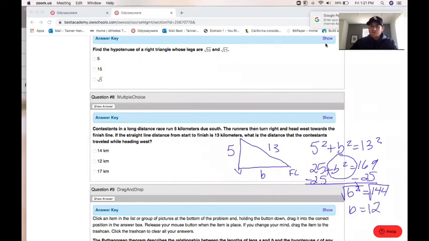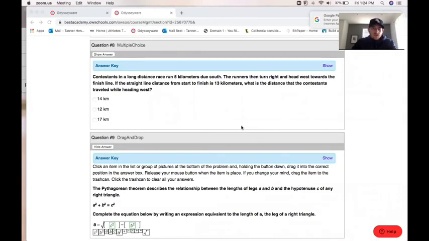Good there. All right, this last one here says complete the equation below by writing an expression equivalent to length of A, the leg of the right triangle. So all we're doing, there's an answer right there already for some reason. But if we're trying to solve for A right here, we have to get A by itself. So we just subtract B squared from both sides, and then we're left with A equals C squared minus B squared. There's a couple of ways we could do it. If we wanted to move this back over there, we would go that way. But the answer is just C squared and B squared in there.